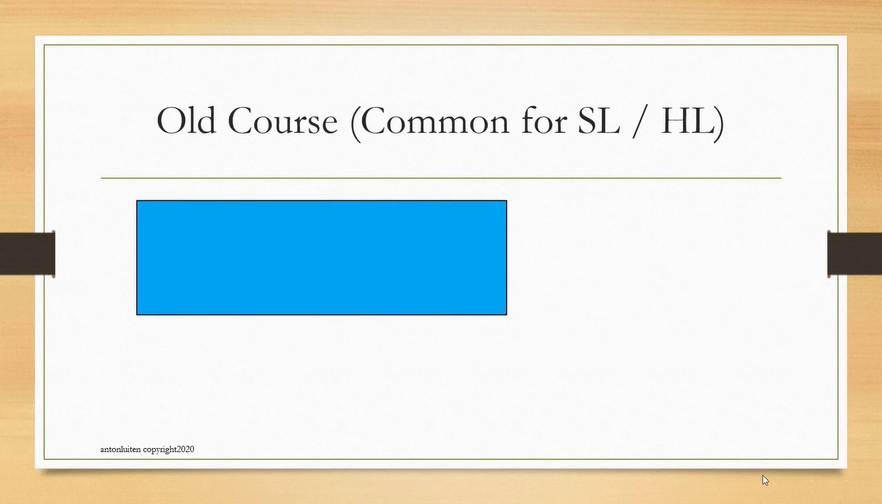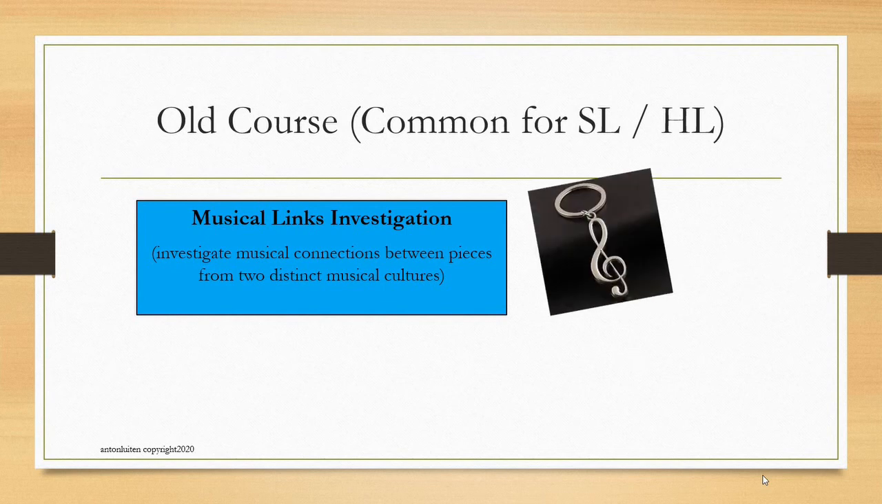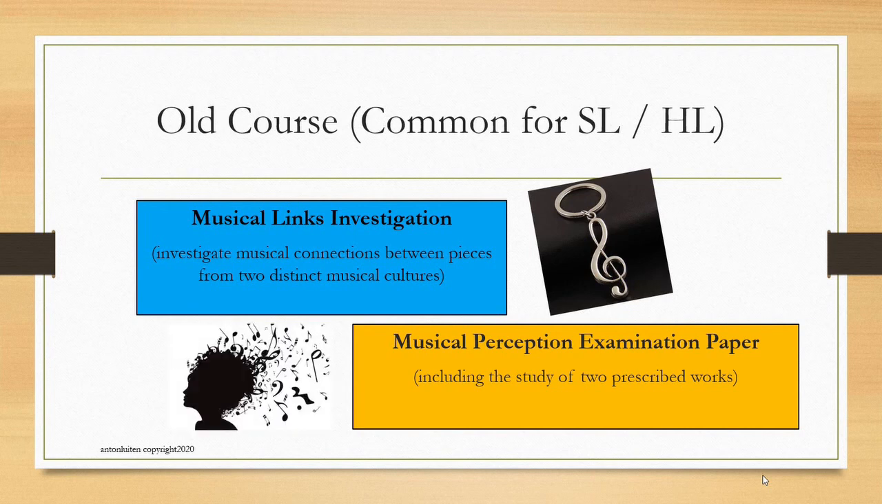There were two common assessment components for both higher level and standard level in the previous music course, which required candidates to investigate connections between distinct musical cultures in the form of a media script, the musical links investigation, as well as a written examination that includes prescribed works, as well as other unknown extracts. Both of these components have been removed from the new course.